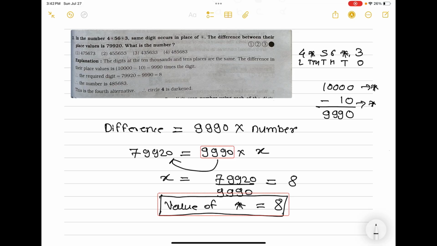Okay, I am repeating. Just write the number first, then take their place values, meaning 10,000 or 10. This is the second step. Now the difference equals 9990 into that number. For example, they have given the difference 79920 equal to 9990 into x. This is our number in place of star. So if I want to calculate x, then take this 9990 to the other side. Here it's multiplication, so it goes to the division side. So 79920 divided by 9990 equals 8. So the value of star is 8.